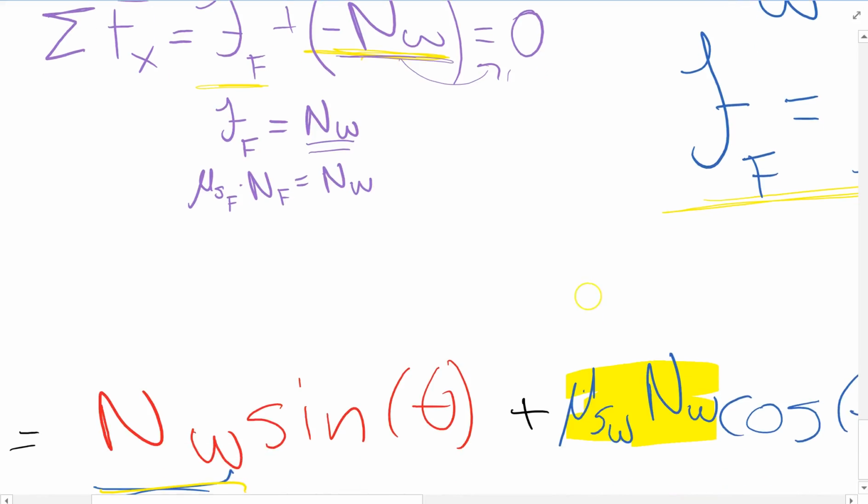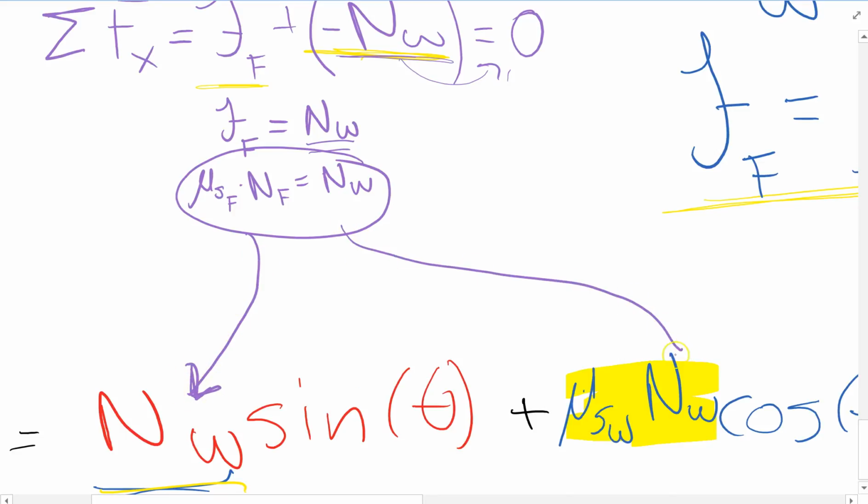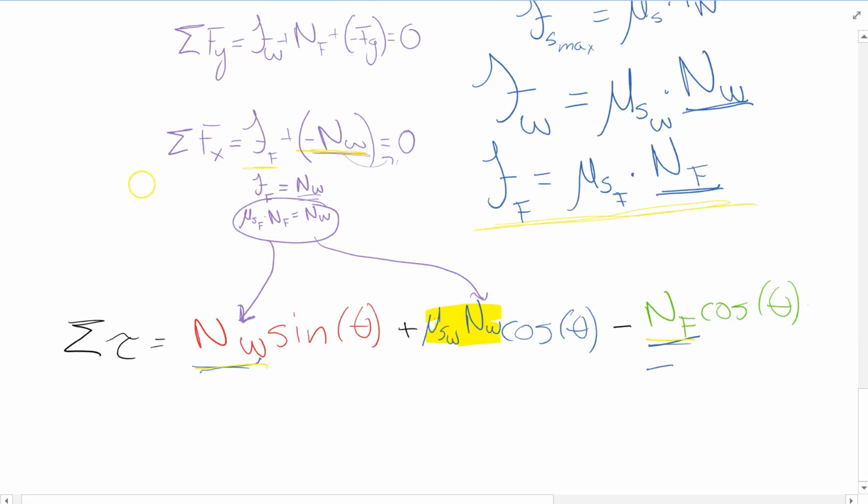And what I can do is substitute this expression anywhere that I see a normal from the wall, specifically right here and right here. And what that will do is give us one expression with one unknown, the normal from the floor. So I'm going to rewrite it really quickly. It's going to look like magic to you guys. It's not. It's just physics.